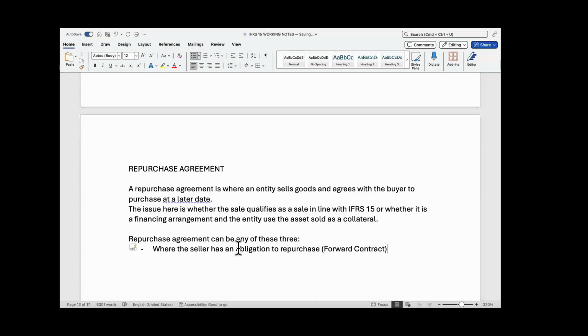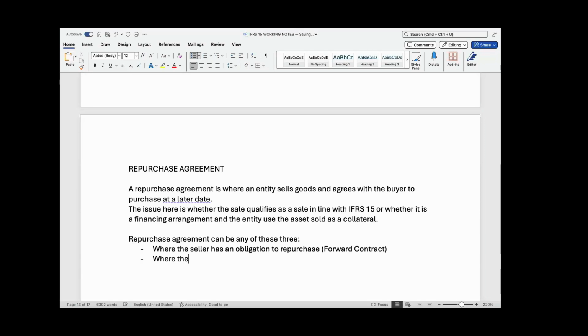So you know that when we say he has an obligation to repurchase, meaning that he must buy it back. When we say somebody has an obligation, meaning you cannot avoid it. That's what obligation means in conceptual framework. You cannot avoid, you must buy it back. So we call that forward contract, meaning you have entered into a forward with that person that you would execute, that you buy it back.